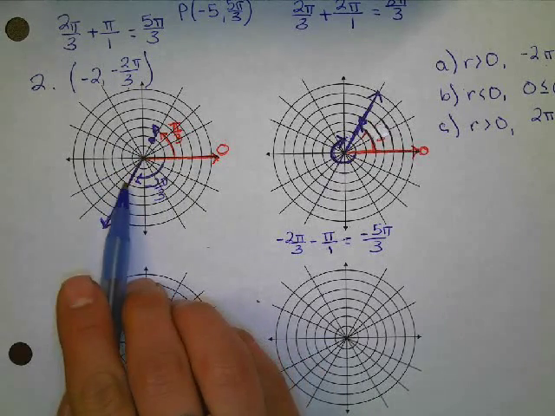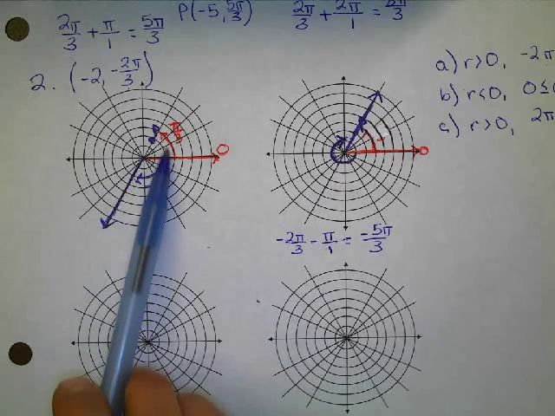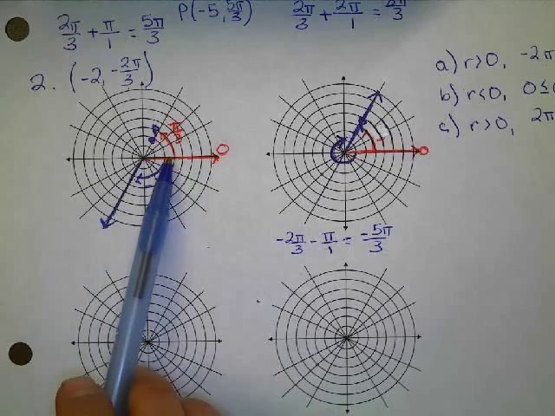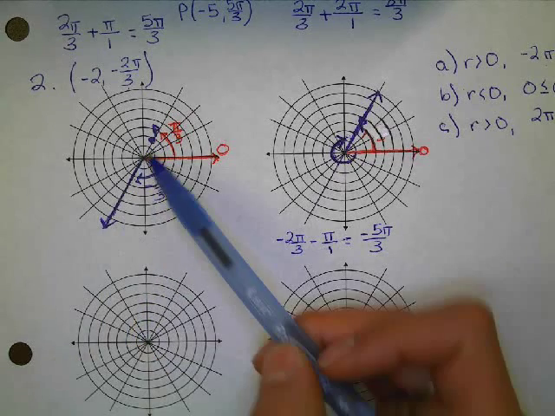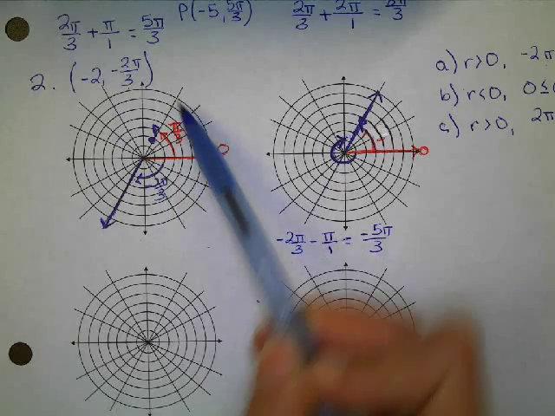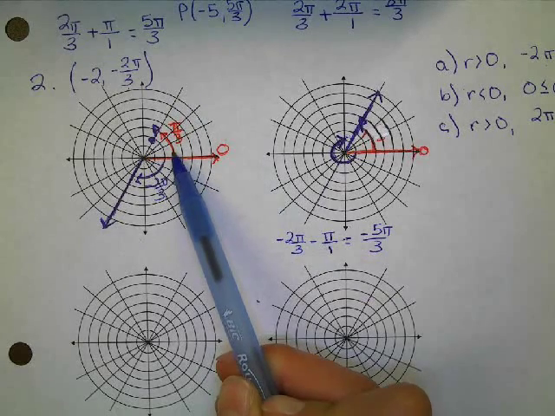Okay, so this is negative 2 pi over 3, and we're going to use this pi over 3 fact a little bit later. And again, I just know that's pi over 3 because from this pole to where this point lies on this imaginary negative line is pi over 3.